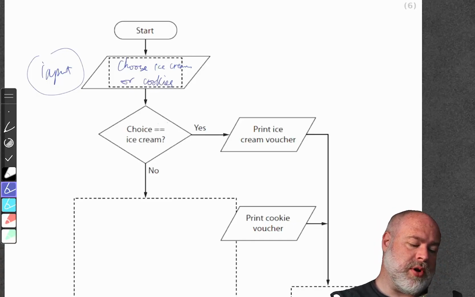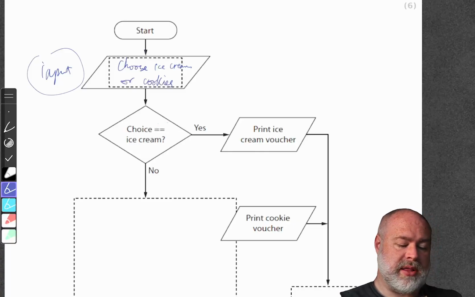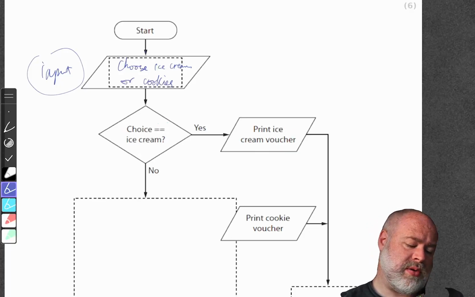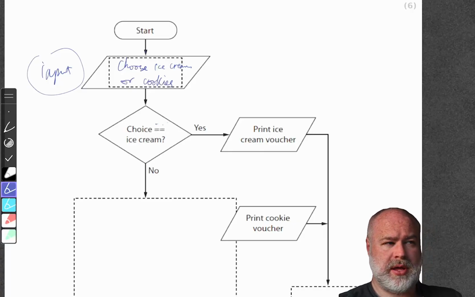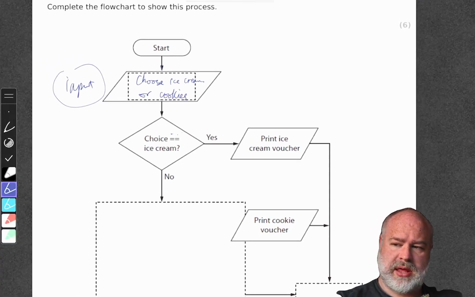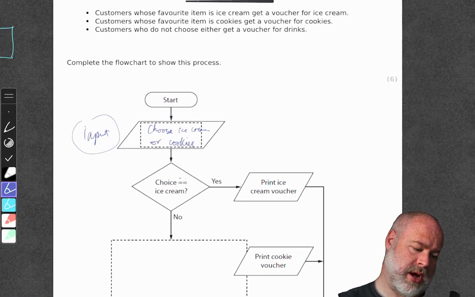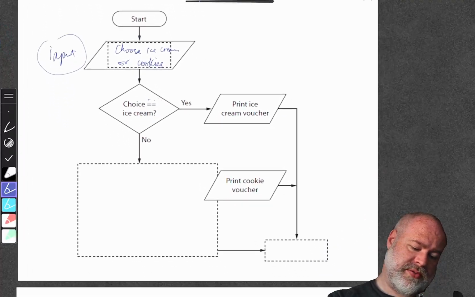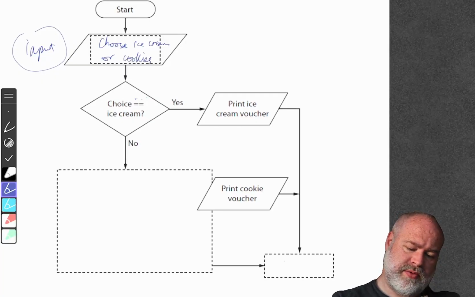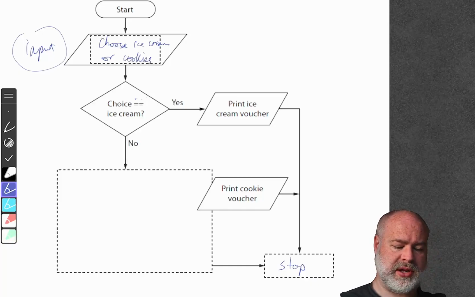And when you're doing these, you've got to make sure you've got arrows for the flow lines. They've put them in for you, which is a massive bonus here. So, does choice equal ice cream? When you've got those two equal signs, it's either yes or no. If it does say yes, we're done. Customers get a voucher for ice cream. So it says print ice cream voucher, and this is going to be stop. Really nice and easy question so far.